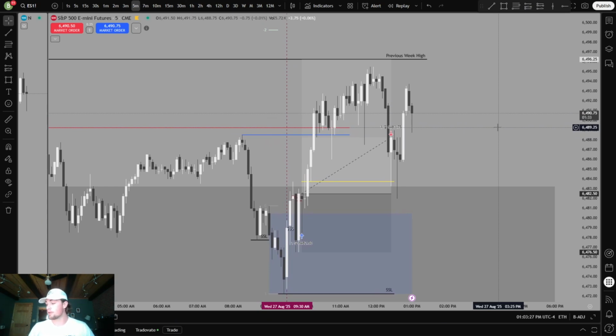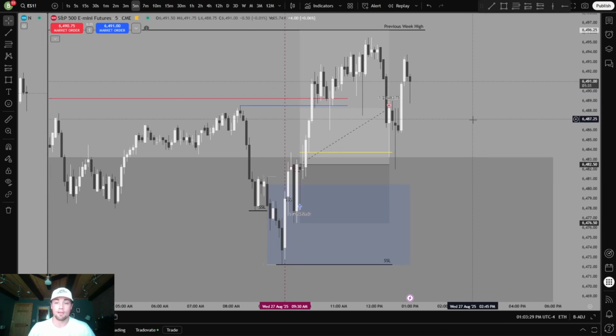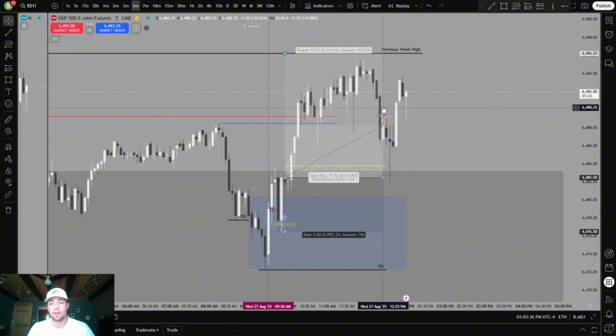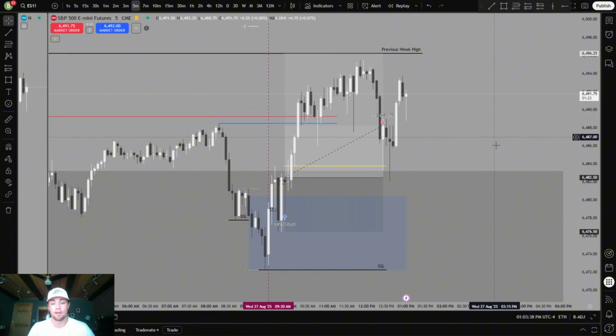Up $113.48 on this trade, and up that on the day. I'm not going to be taking any more trades today. I'm fine with that. It was my main setup I was watching for the day. So yeah, that's about it.